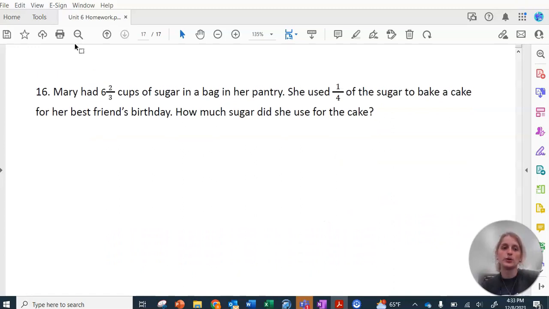Last question. Woo! Mary has 6 2/3 cups of sugar in a bag in her pantry. She used 1/4 of the sugar to bake a cake for her friend's birthday. How much sugar did she use for the cake? 1/4 of the sugar. How much sugar? That much sugar. You are multiplying those two fractions, fraction times mixed number, together.